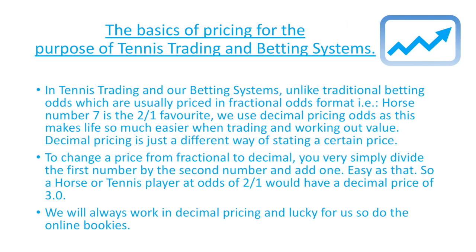So decimal pricing is just simply a different way of stating a certain price. Now, to change price from fractional to decimal, if fractional odds is what you've been used to in the past, you very simply divide the first number by the second number and add 1. It's literally as easy as that. So a horse or tennis player at odds of 2-to-1 would have a decimal price of 3.0. We will always be working in decimal pricing, and lucky for us, so do the online bookies.